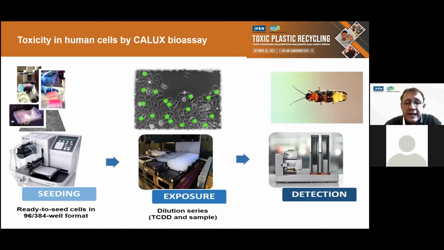Now, these days these are of course fully automated systems. We have robots to seed these human cells on 96 well plates, and then we have an exposure robot from Hamilton which puts the pollutants on the cell lines. Then we have a high throughput robotic system on the right side, a luminometer, detecting the activity from those compounds.